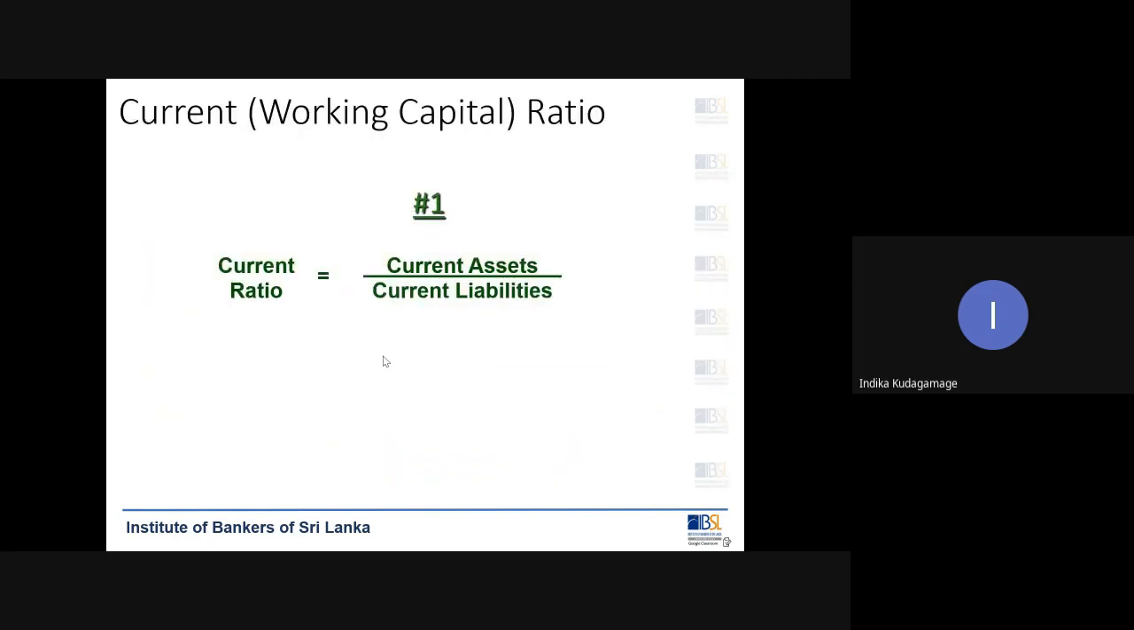Then we come to current ratio. Current ratio is current assets divided by current liabilities. What are they in current assets? We have stocks, we have debtors, we have advance payments, we have amounts given to owners or amounts paid to directors. Then we have cash, right?